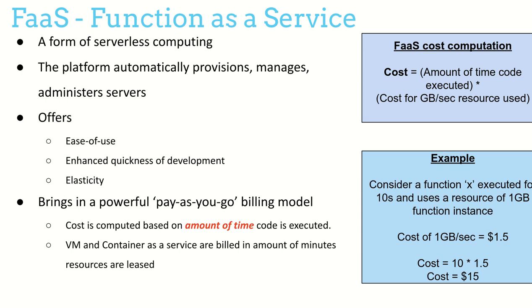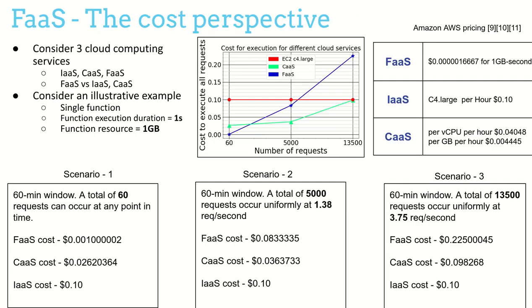This is a stark departure from the existing services, where the cost is priced based on the amount of time a resource is reserved. So let's take an example. Consider a function x which executes for 10 seconds, and the resource associated for it is 1 GB, and the cost of executing for 1 second of 1 GB of resource instance is $1.5. So the total cost of executing it is $15.